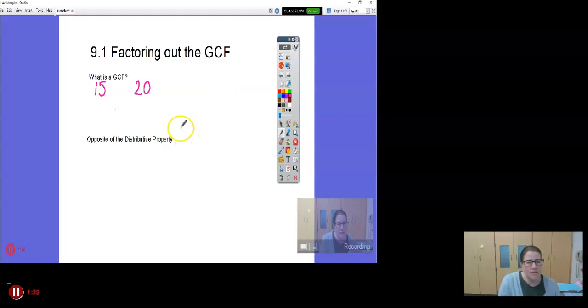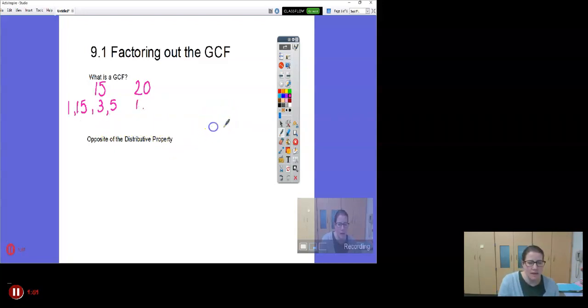in order to find the greatest common factor between these two numbers, I would need to know what the factors of the number are. So for 15, I could do 1 times 15. So those are both factors of 15. They both go evenly into 15. 3 and 5 are my other two options. So for 15, there are 4 factors: 1, 15, 3, and 5.